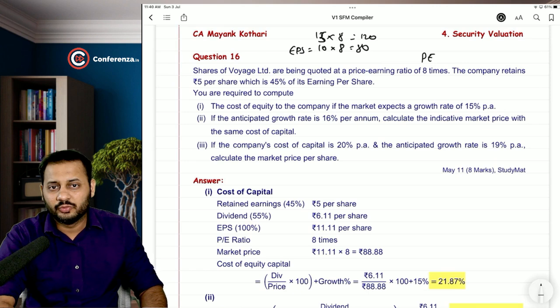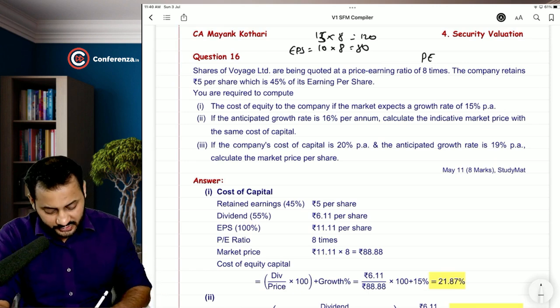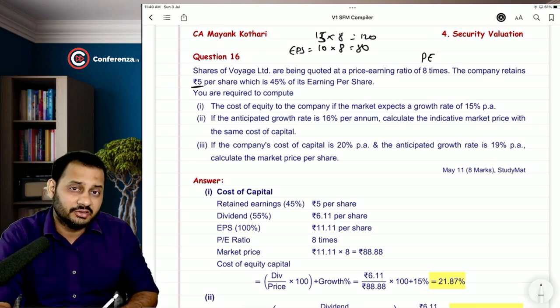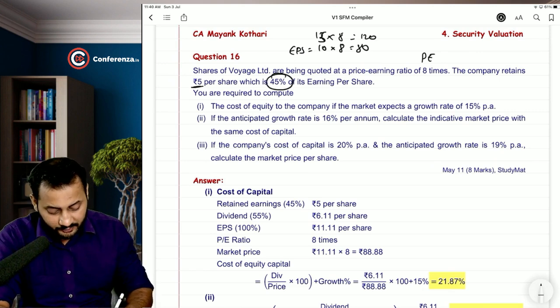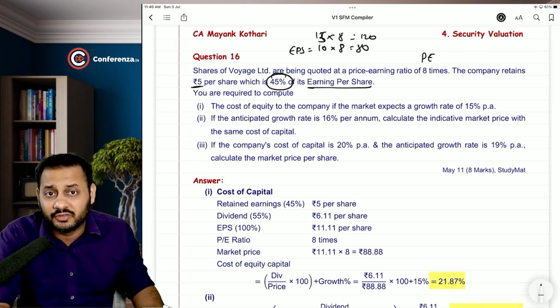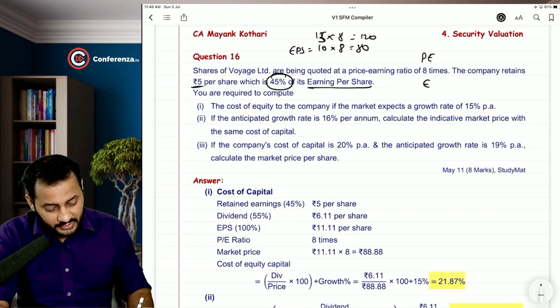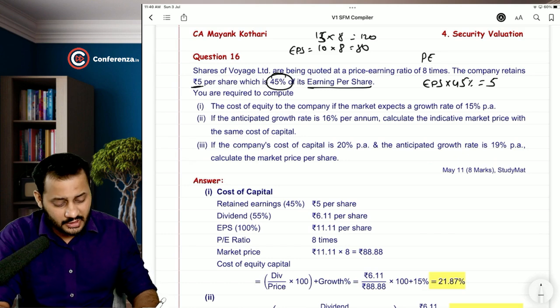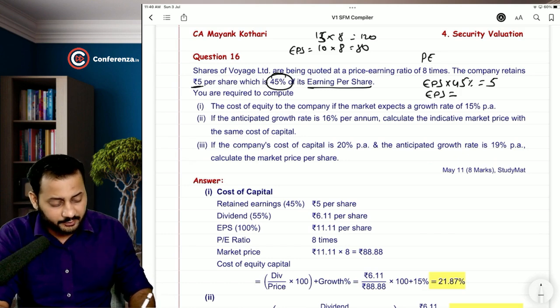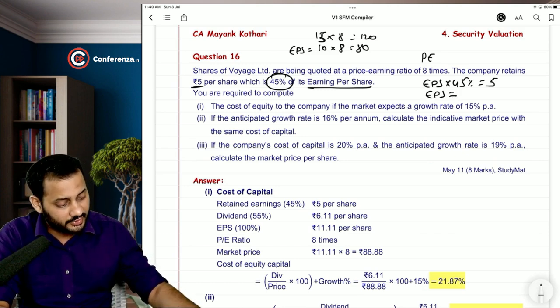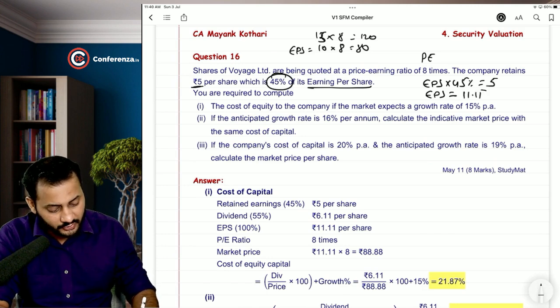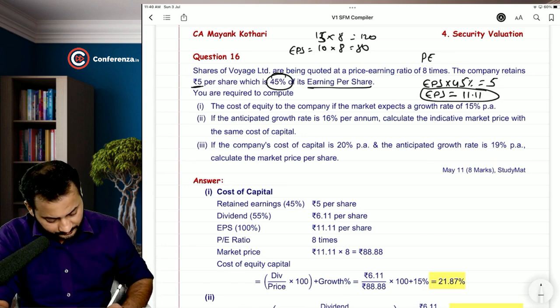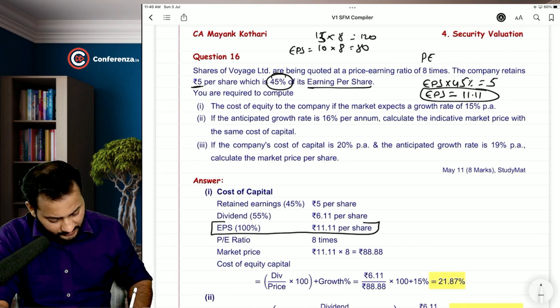The company retains rupees 5 per share. So this is not the earning per share, this is retention per share, which comes to 45% of the earning per share. So EPS multiplied by 45% comes down to 5 rupees. With the help of this, you can calculate the EPS: 5 rupees divided by 45%. So EPS comes down to 11.11.